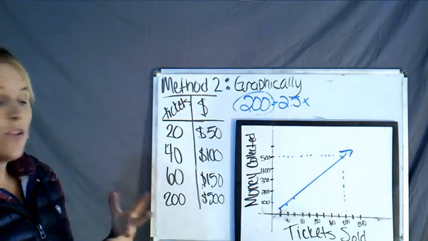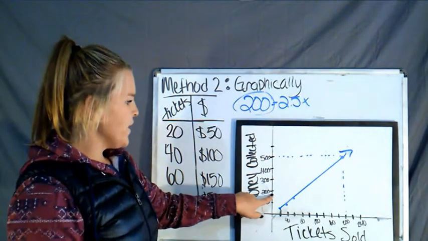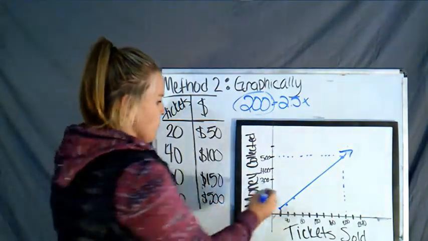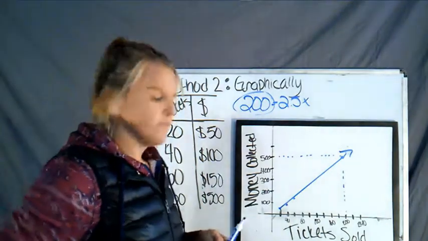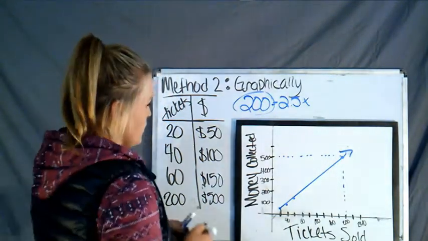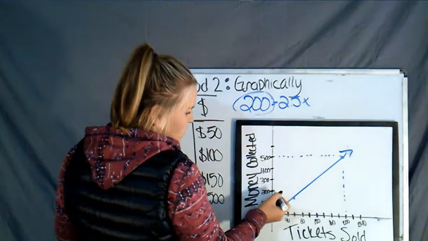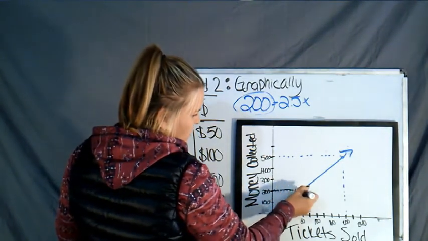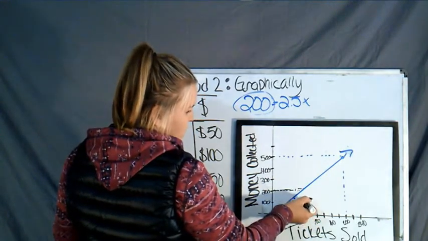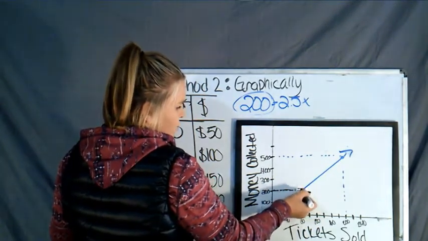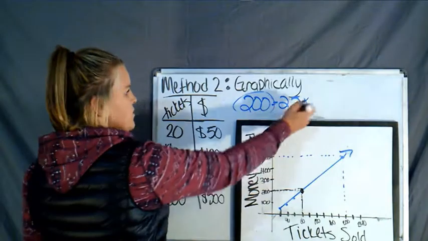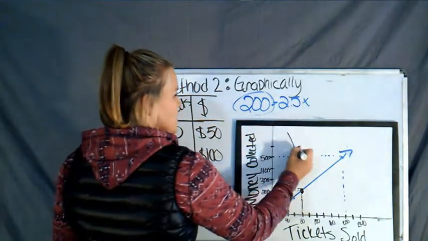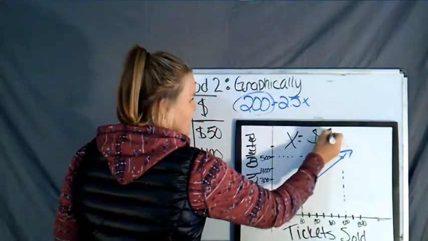And now what I can do is look and see where is 200 at, because this is talking about dollars sold. So where does 200 connect? Here. Look at that, right here, this point, which is 80. So then I know that x is equal to 80.